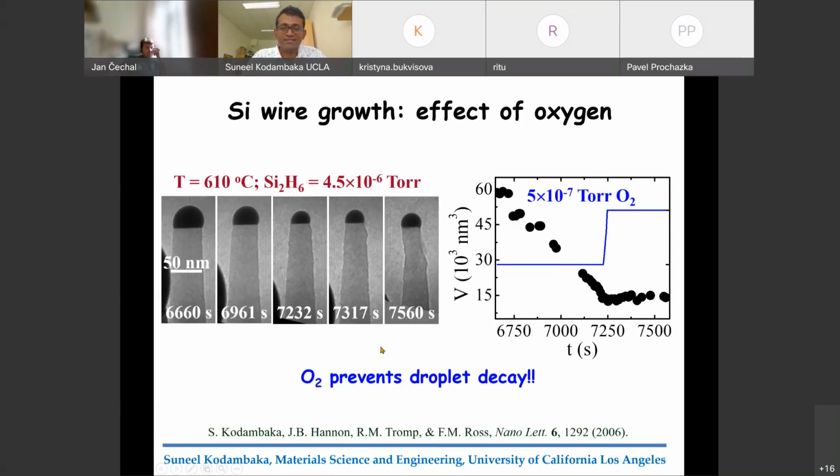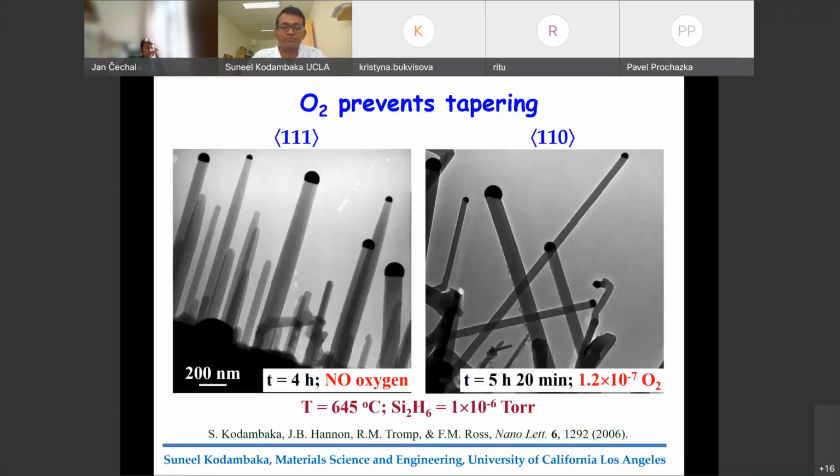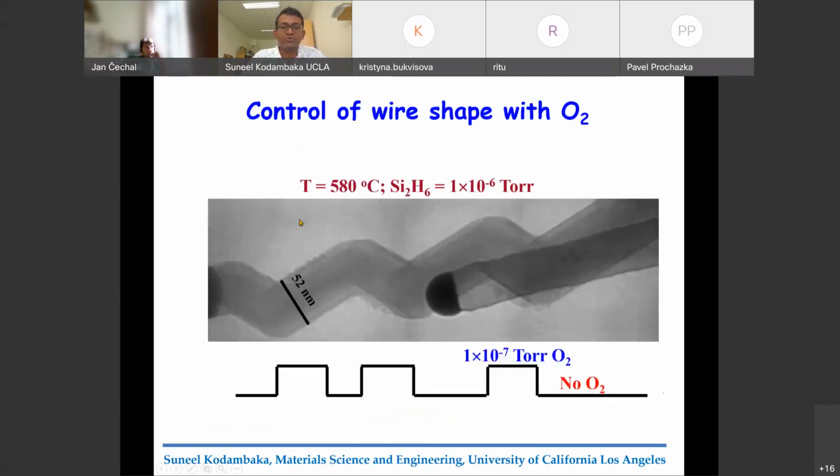An unintended consequence of the introduction of oxygen is that the wires tend to grow now along 1-1-0 direction, whereas without any oxygen, you get primarily 1-1-1 oriented nanowires. So you can take advantage of this effect, and so you can switch on and off oxygen and you can change the orientation of the wire. And so in principle, you can get these zigzag style nanowires.